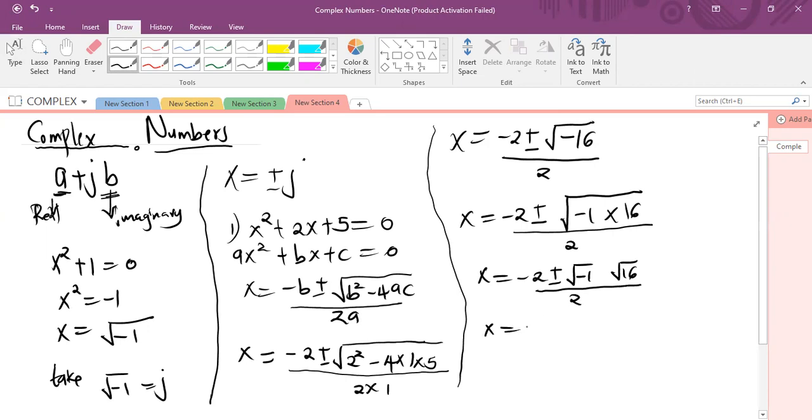Hence, x is equal to minus 2 plus or minus the square root of minus 1, which is what? j. And the square root of 16 is 4, all this divided by 2. So this simplifies to minus 1 plus or minus 2j. So basically, when we're evaluating the square root of a negative number, we will end up having a complex number. So this is our real part, and this is our imaginary part, the part that contains the j.